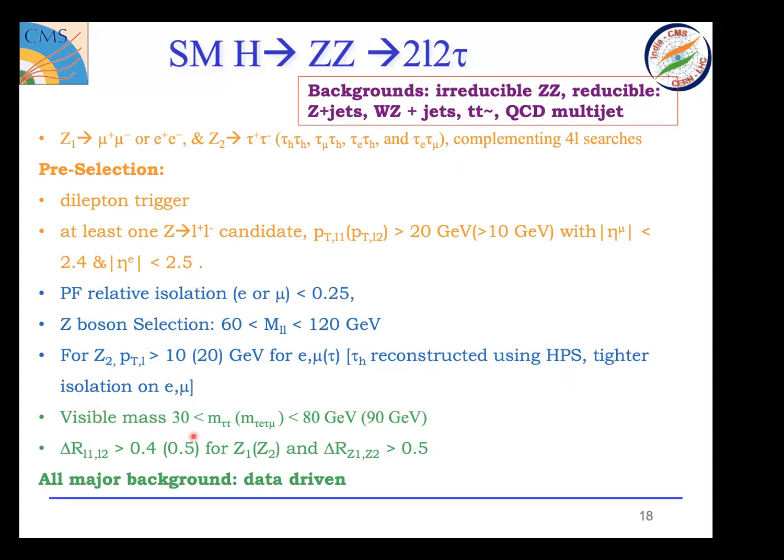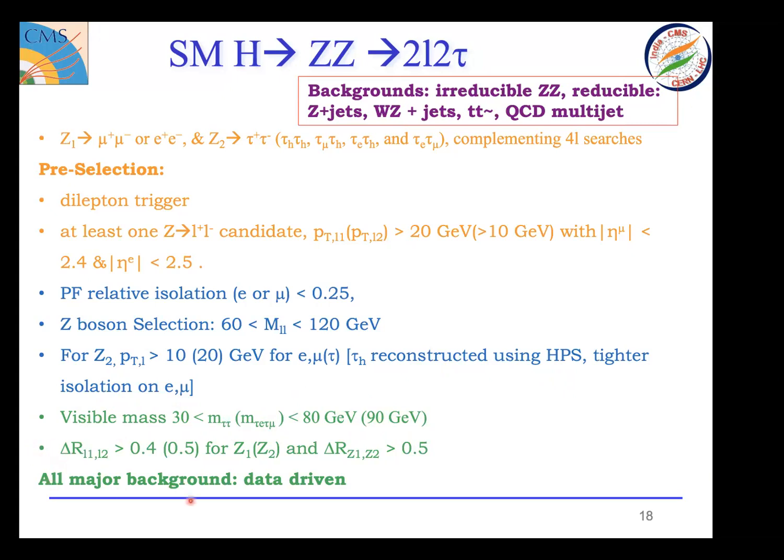The visible mass was constrained between 30 and 80 GeV for the tau-hadron mode, just to remove the Z to LL background for this channel. And then there is this 90 GeV for tau-e and tau-mu, because this is the e-mu channel, and hence in principle should not be seeing that many Z to LL events, which have the same flavor. And then there were delta R cuts.